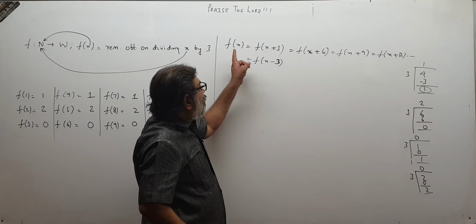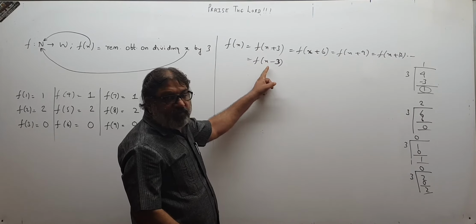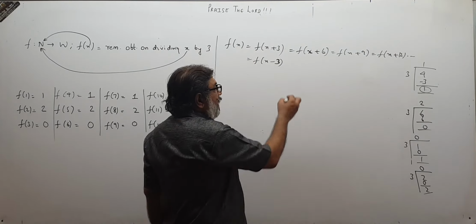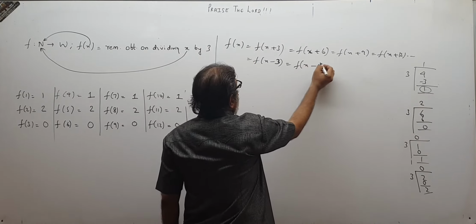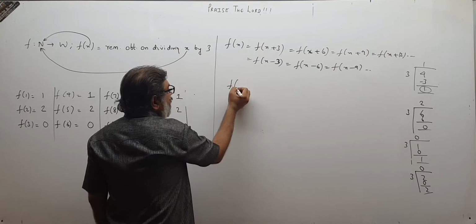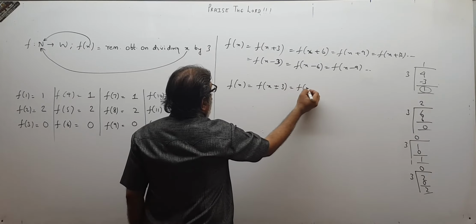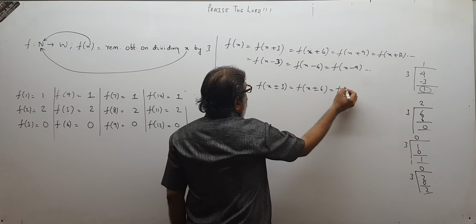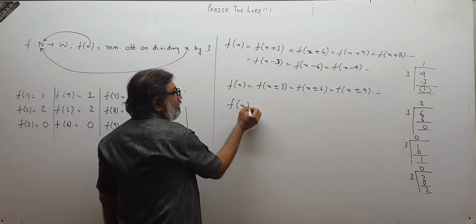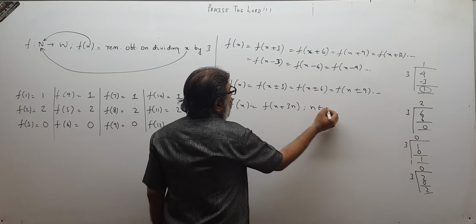Take x as 4, so f4 equal to f1, correct? f5 equal to f2, correct? You can check. f6 equal to f3, correct? And that will also be equal to f(x minus 6), f(x minus 9) and so on. That means I can say that f(x) equals f(x plus or minus 3), f(x plus or minus 6), f(x plus or minus 9) and so on. That means I will say f(x) equals f(x plus 3n), where n belongs to Z.